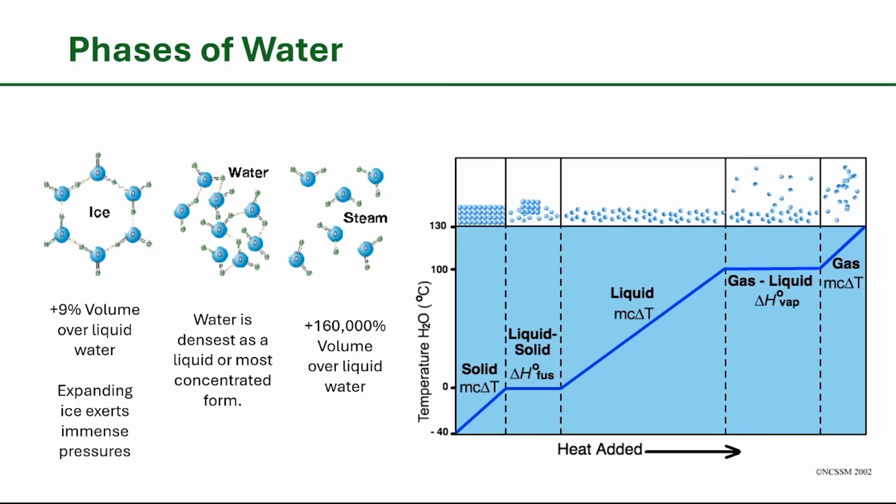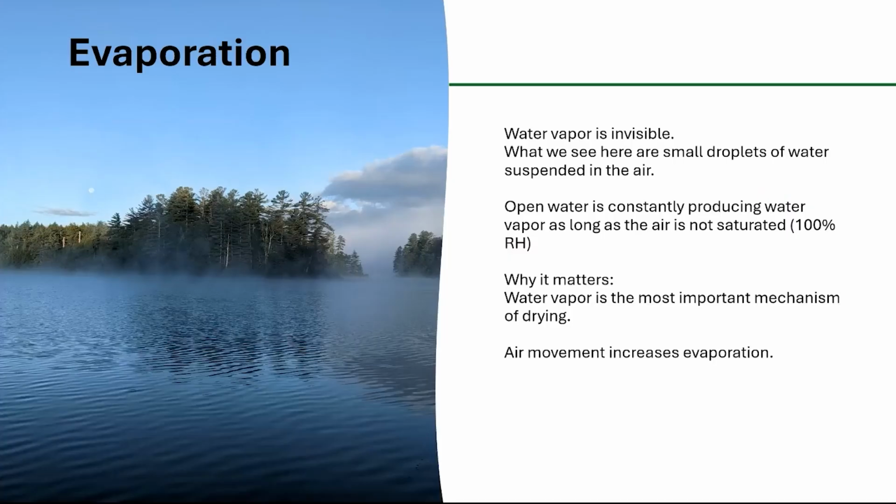So when we talk about water vapor, we're always going to be talking about water as a gas, as an individual molecule in its gaseous state. And there are tremendous energy phase changes here that happen, and that is because of those hydrogen bonds needing to be broken. When we look at evaporation, it's always happening.